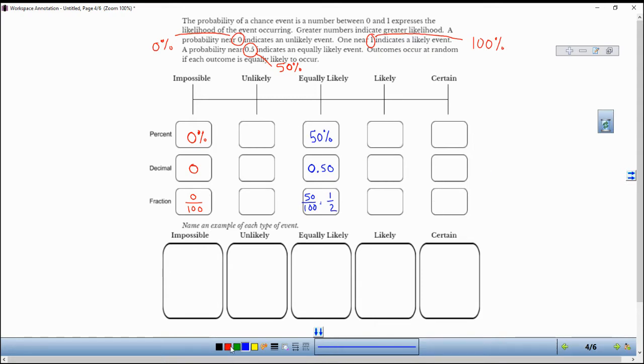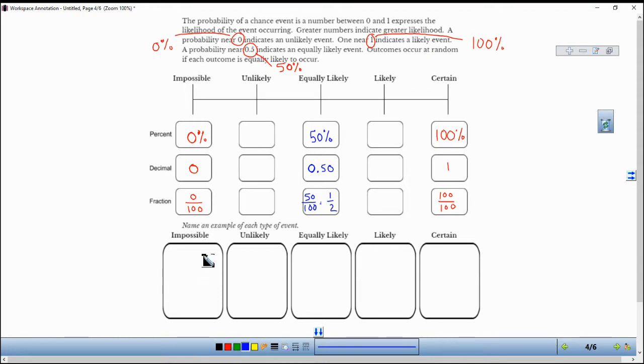If something is certain to happen, that would be like picking out a sock in that drawer of socks. It's definitely going to happen. The percent would be 100%. The decimal, as we saw before, would be 1. And the fraction, out of 100, would be 100 out of 100. It will happen every single time. So before we get to unlikely and likely, let's take a look at some types of events that are impossible, equally likely, and certain.